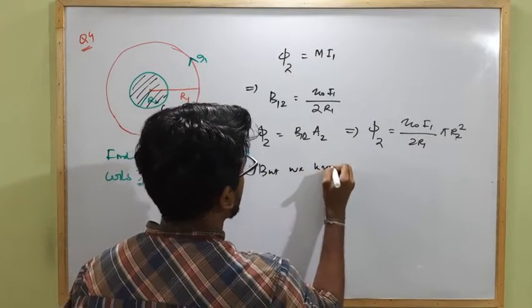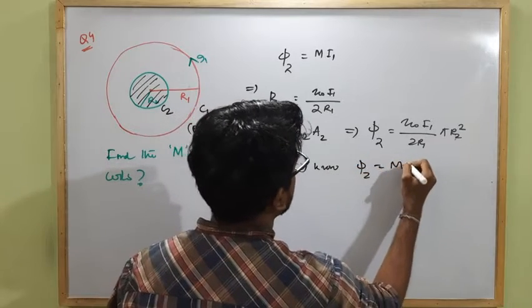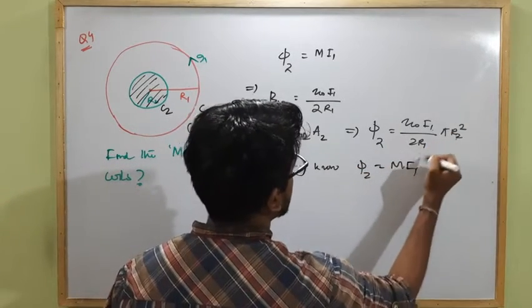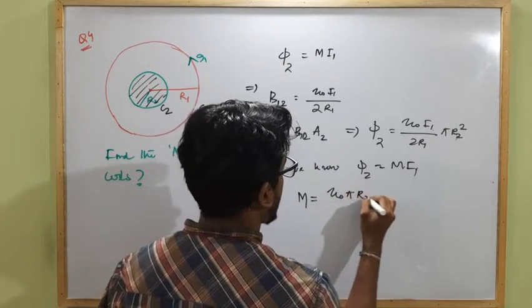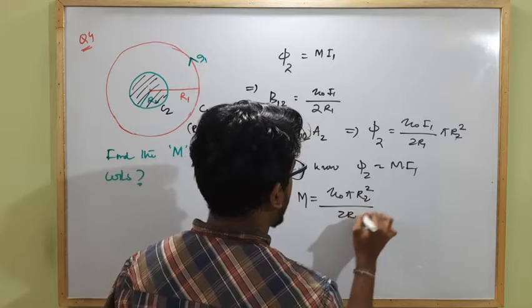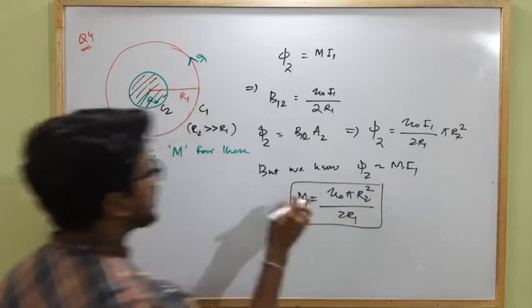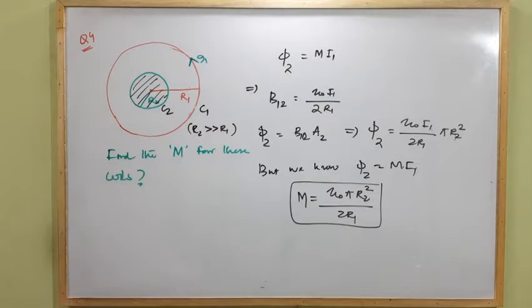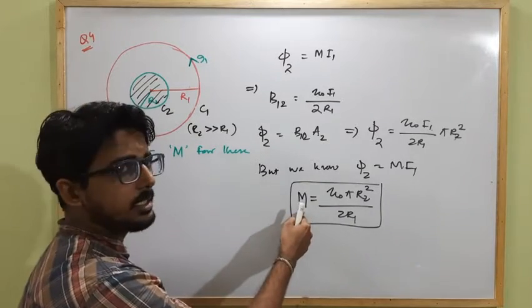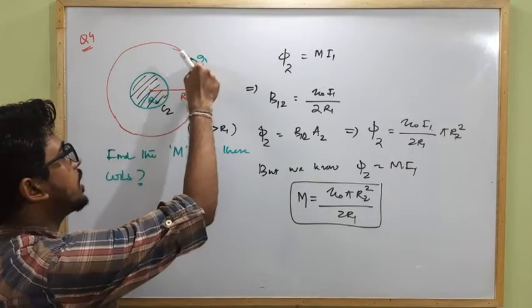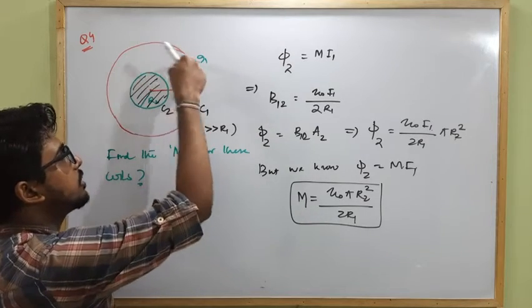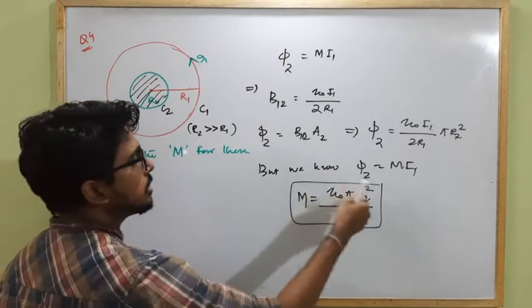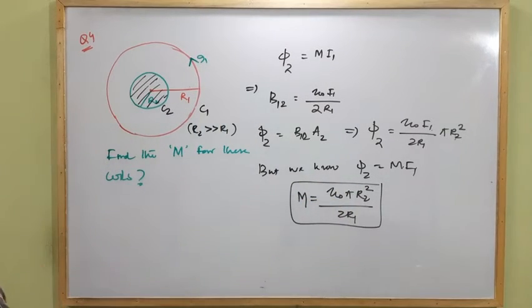But we know phi 2 equals M into I1. So comparing these two, we get the mutual inductance of both coils as mu naught pi R2 square divided by 2 R1. This is the expression for mutual inductance of these two coils, and this is a bidirectional coefficient. That means if we apply current I1 through the second coil and calculate the flux linked with the first coil, then also the mutual inductance will be this much. Clear? Okay.